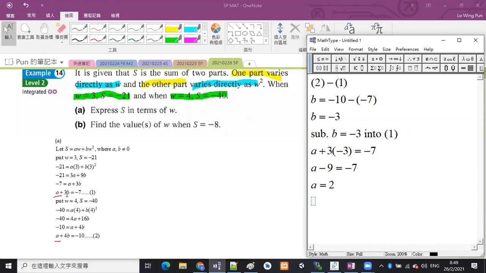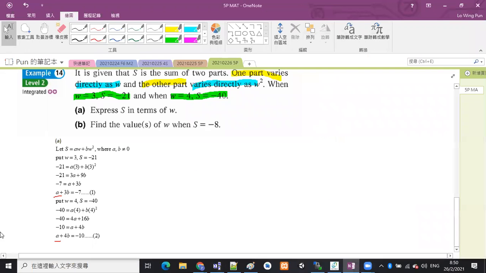Okay, and then after finding out the A and B, we can write down the complete information of the equation. Therefore, S is equal to AW, that is 2W, plus BW squared, that is -3W squared. And then it is actually 2W minus 3W squared. That is the answer of part A. Can you get this?